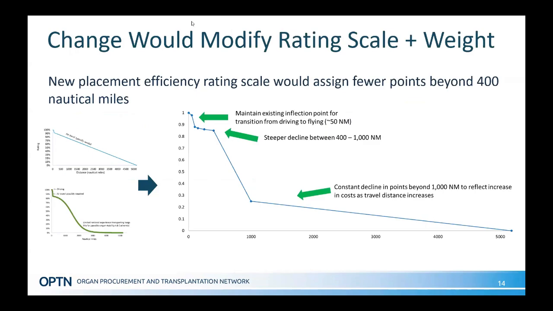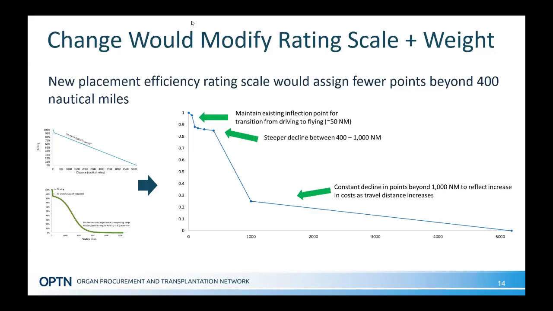modifying the rating scale. So what you can see here on the left, the two smaller graphs are the current rating scales, or what were the current rating scales. The 10 placement efficiency points were actually split into two sets of 5 points, and each 5 points had a slightly different rating scale, which we see here. And one is fairly linear and the other one is more curvilinear. And the shape of those curves can dramatically impact the impact of geography on allocation.